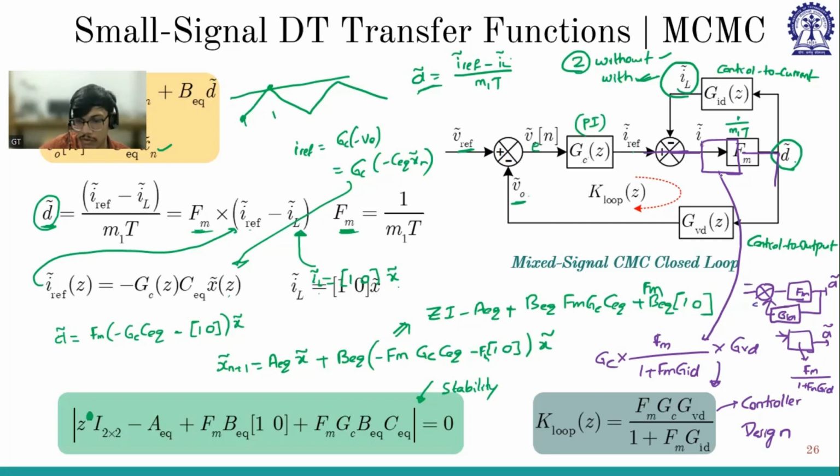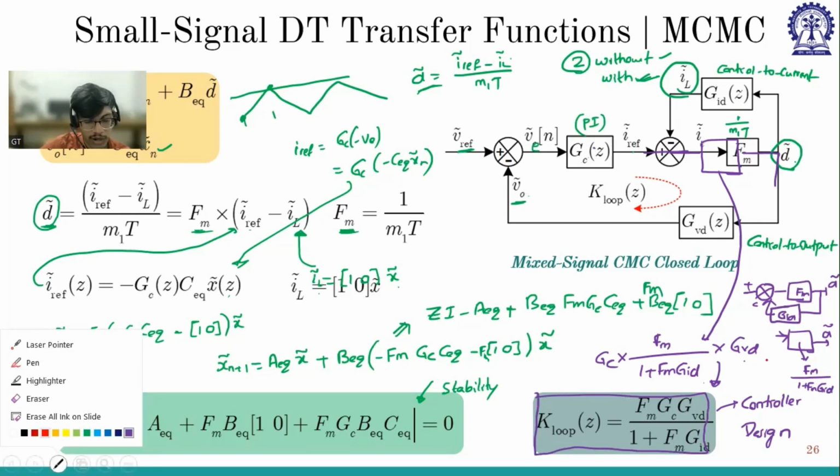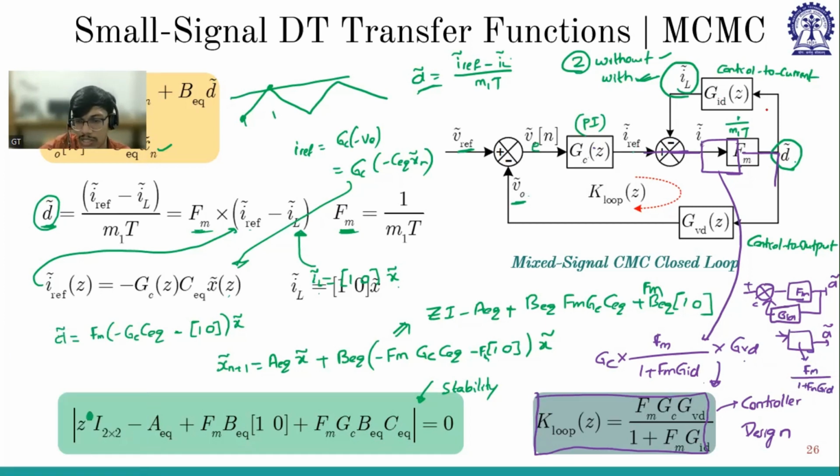So this is my forward. Now the loop transfer function is this into this into this: FM by 1 plus FM GID into GVD into GC, which will give my loop transfer function, which I will be using for controller design. So I again got two equations, one for stability and one for controller design. As you can see, this is the inner current loop. We have two loops. One is the inner current loop, and this is the outer voltage loop.